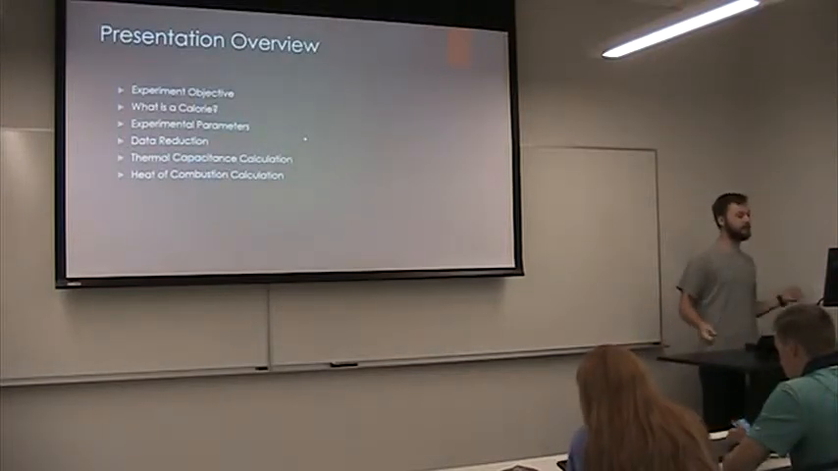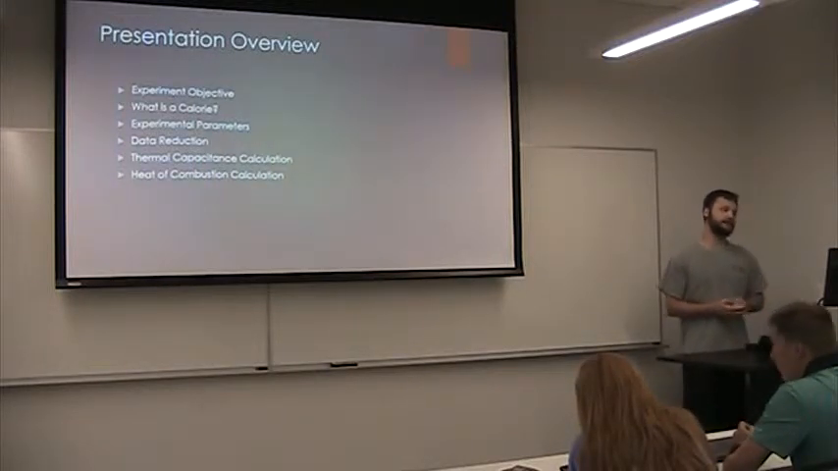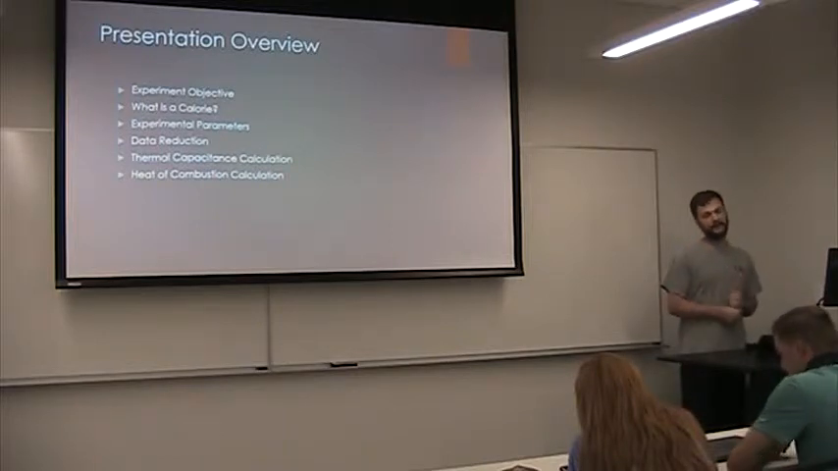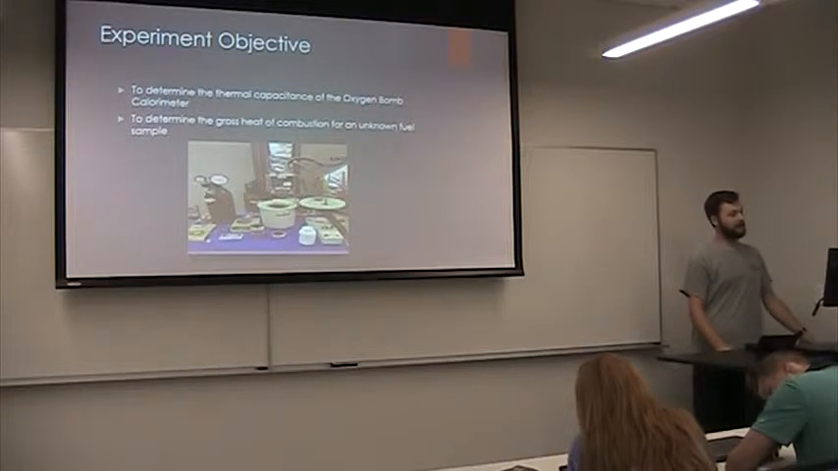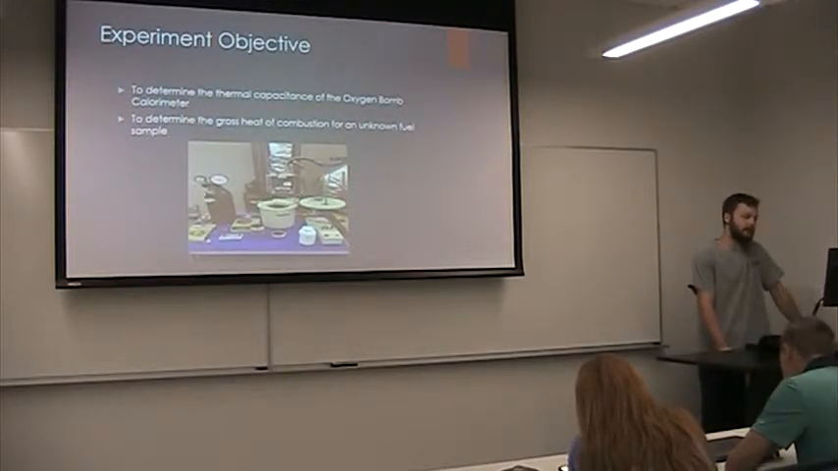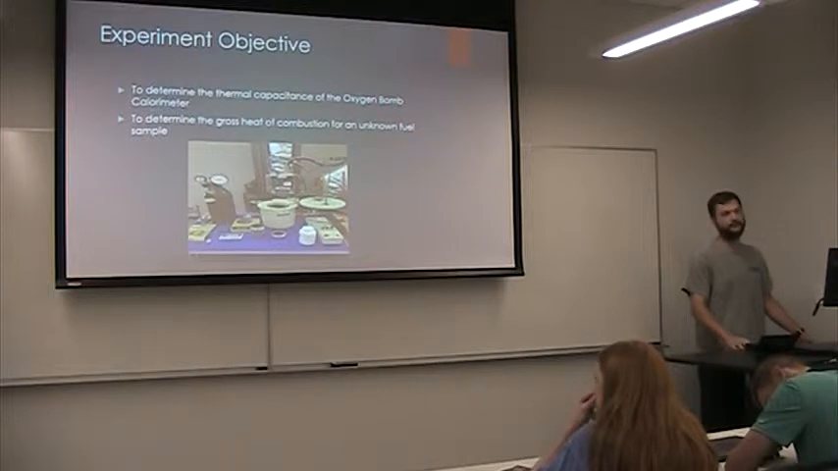So a brief overview, we're going to go over the experiment objective, what exactly a calorie is, as well as the experimental procedure, data reduction, and the thermal capacitance and heat of combustion calculations. So the overall objective was to determine the thermal capacitance of the oxygen bomb calorimeter, as well as to determine the gross heat of combustion for an unknown fuel source.